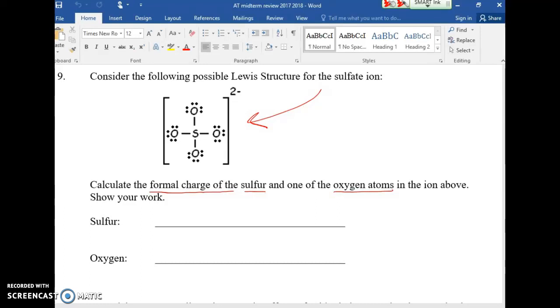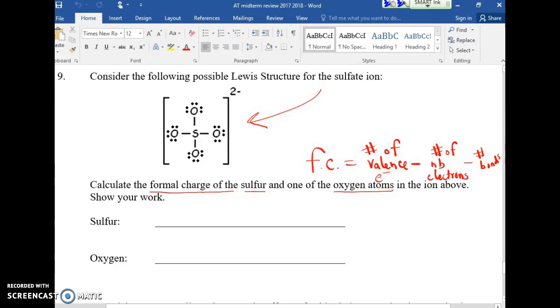But we're going to calculate formal charge. I think I have just enough time to do that. First of all, you need to know the formula for formal charge. The formal charge equals the number of valence electrons minus the number of non-bonding electrons on that given atom minus the number of bonds.